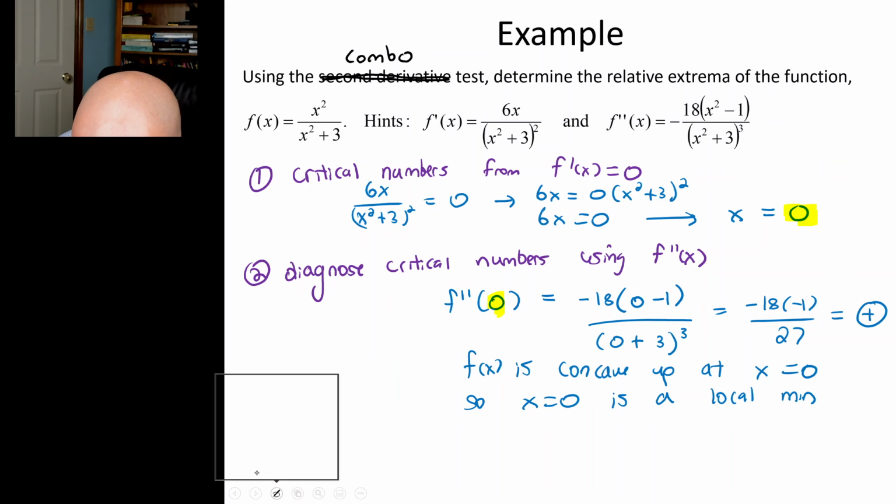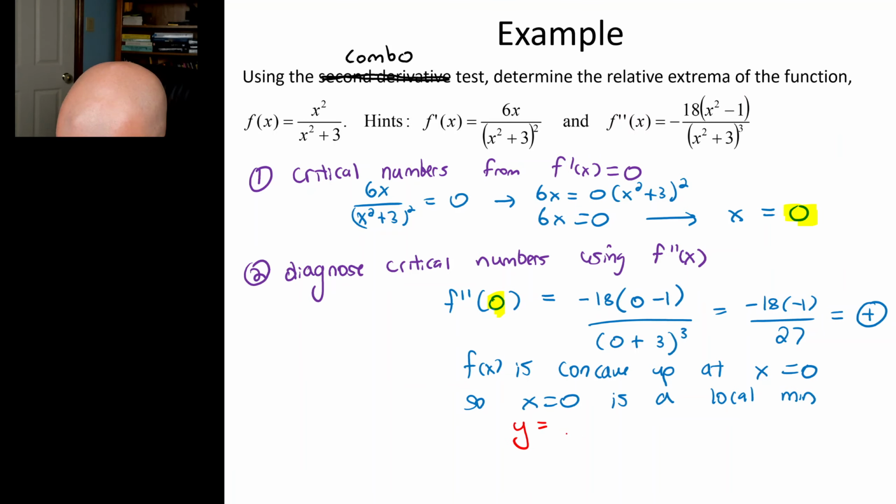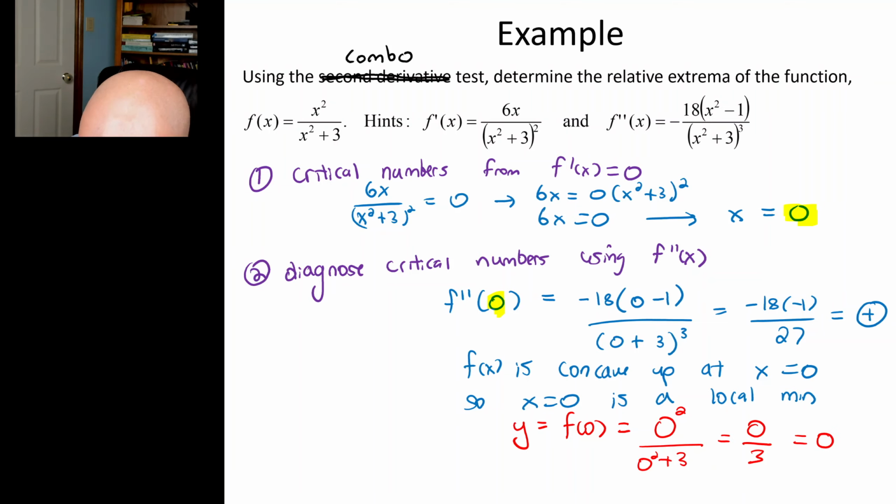Then we'll get the y value. Y equals f of 0. So 0 squared divided by 0 squared plus 3. 0 over 3, which is 0. So local min at 0, 0.